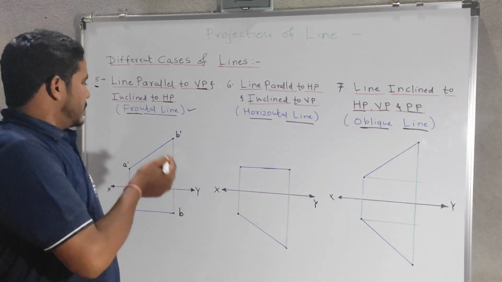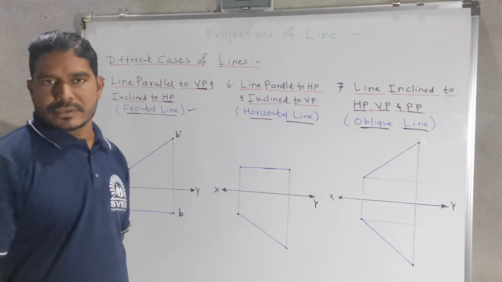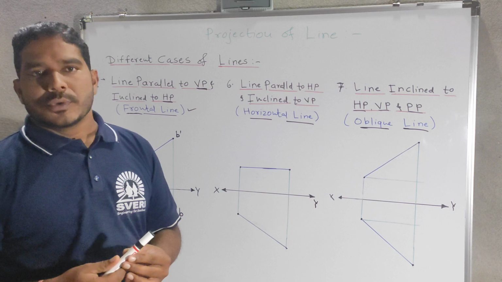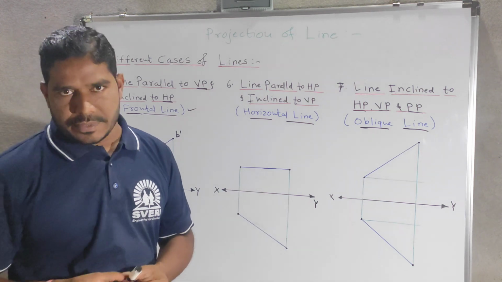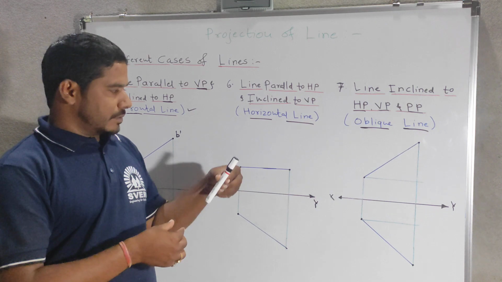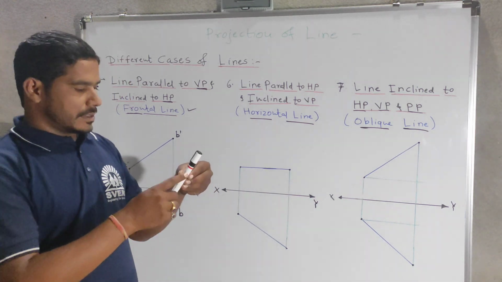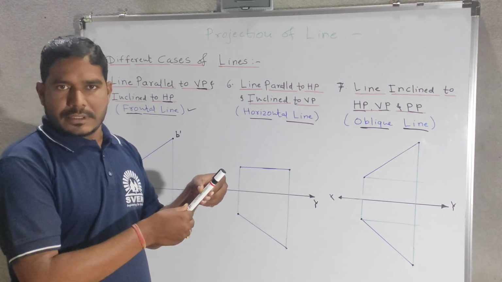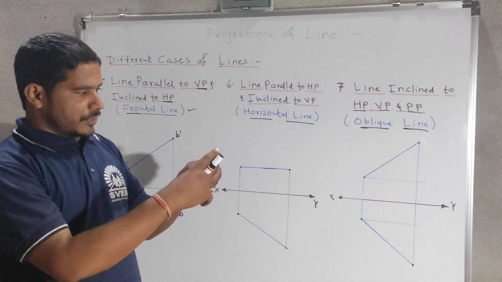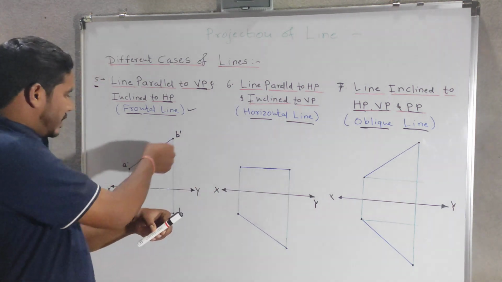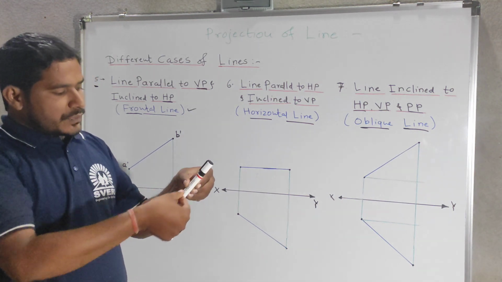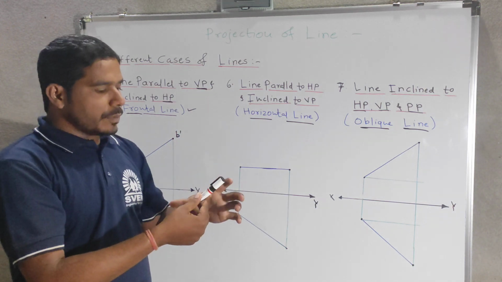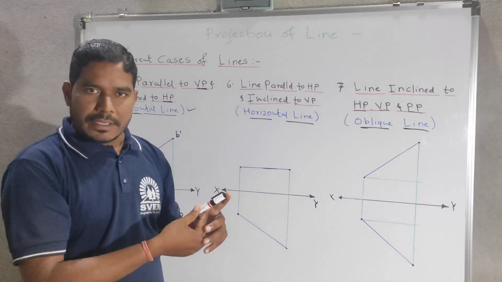Now, a very important question which may be asked is: which view will give the true length of the line AB? For that, we again need to understand the position. This is the line parallel to the VP and inclined to the HP. If you observe from the front side, we get a line inclined to the XY, and this will provide us the true length of the line AB. The top view provides us the apparent length of the line AB.